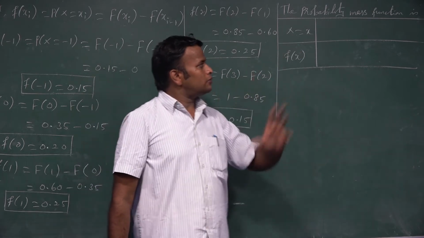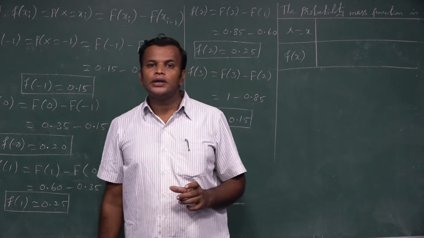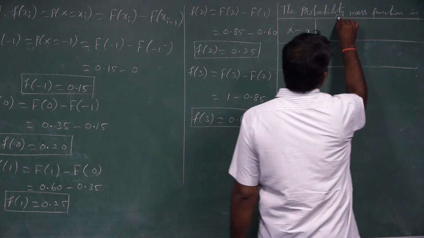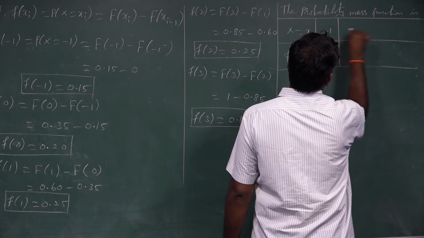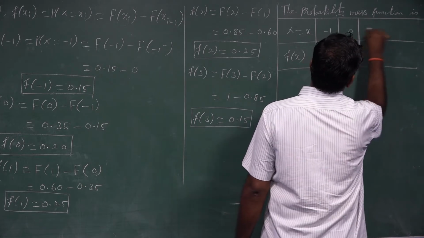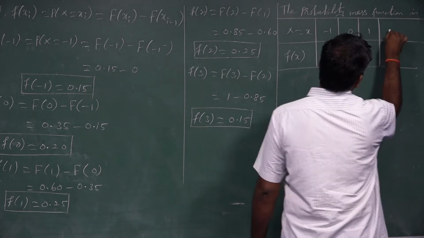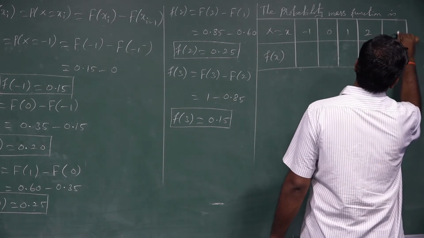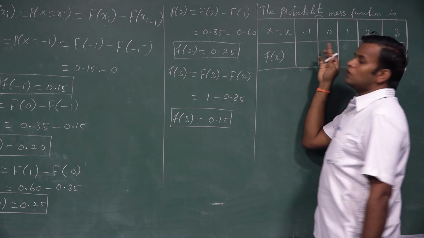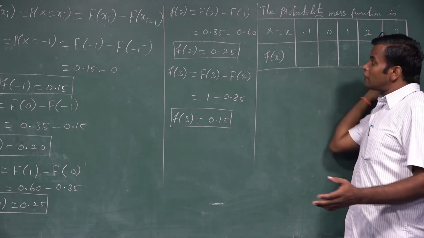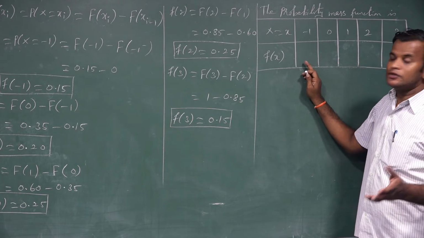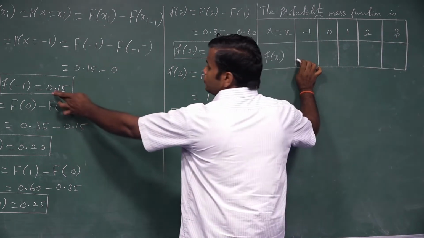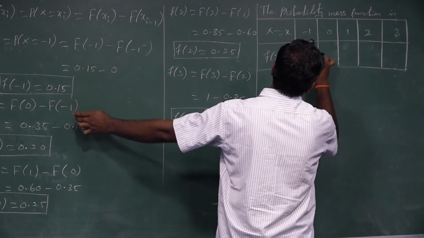What is the least value of the random variable here? The values of the random variable here run from minus 1 up to 3: minus 1, 0, 1, 2 and 3. The first row holds the values of the random variable. In the second row we write their probability values. When x is equal to minus 1, the probability value is 0.15.